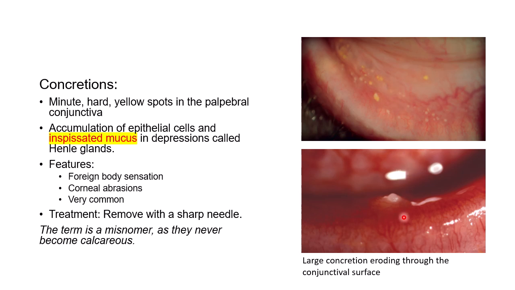So see, sometimes a concretion can be so big that it can cause corneal erosions. Okay. So the features are foreign body sensation, corneal abrasions, and they are of course very common. If they are causing symptoms, they can be removed with a sharp needle, such as a 26 gauge needle, else not needed.